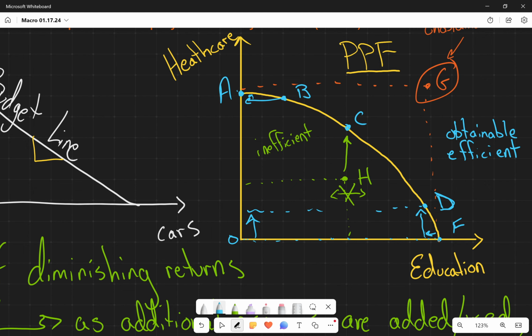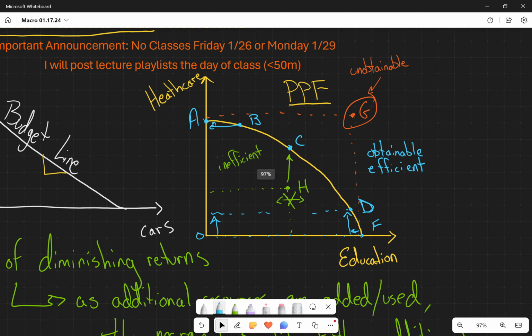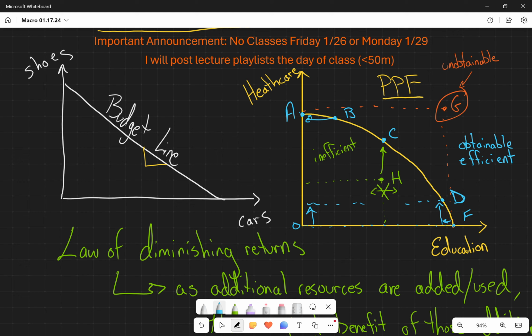Okay. So the two main differences between our PPF and the budget line: the first one is the fact that the PPF is curved and the budget line is straight. The second one, as you saw from your participation exercise last class: the budget line, when we have the full information, has income equal to $10,000, the cost of a car equal to, let's just say, $1,000 to be easy numbers, and then the cost of shoes, let's say $100.